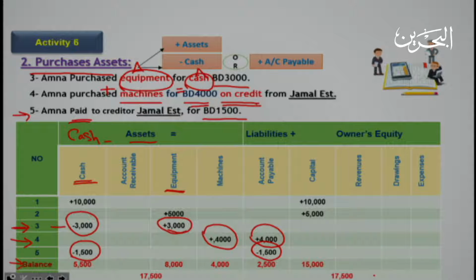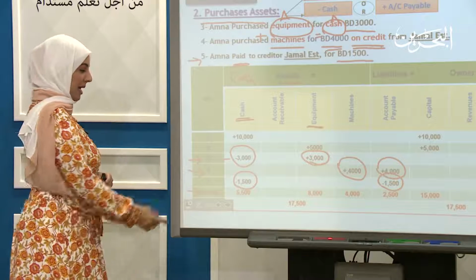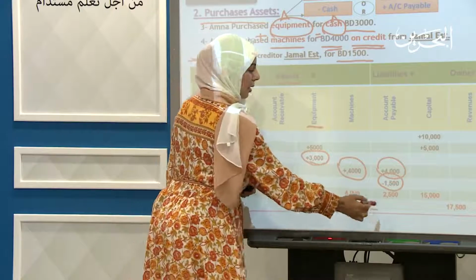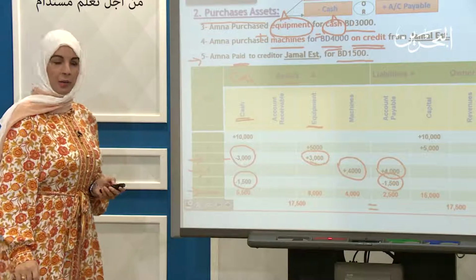Finally, as I know, I should find the balance for all the transactions. I do it to keep the assets equal to the liability plus owner equity.